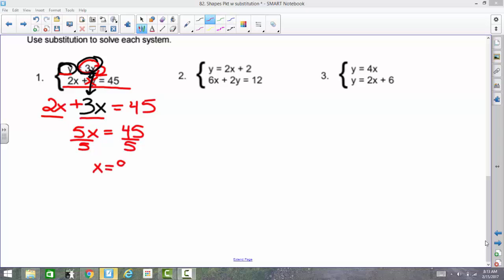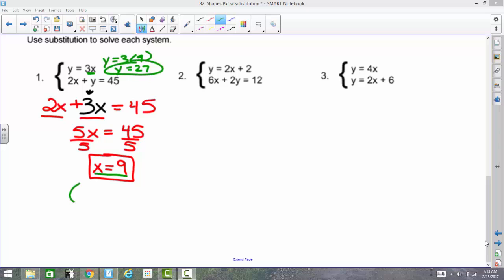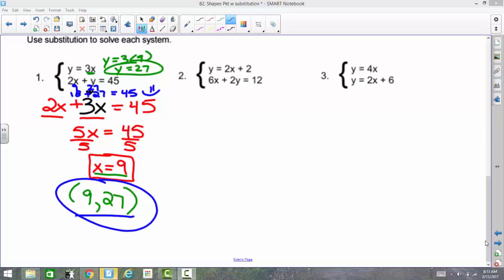So x equals 9. Now, you need to find the ordered pair solution where these two lines cross. So you need to pick one of them to plug the 9 in for x. The top one is a lot easier to work with. So y equals 3 times 9, so y equals 27. So the ordered pair solution is 9, 27. Now, it's a really good idea to check your work. If you plug 9 in for x, and 27 in for y, 2 times 9 is 18. Is 18 plus 27 45? Yes, so you are certain this is correct.